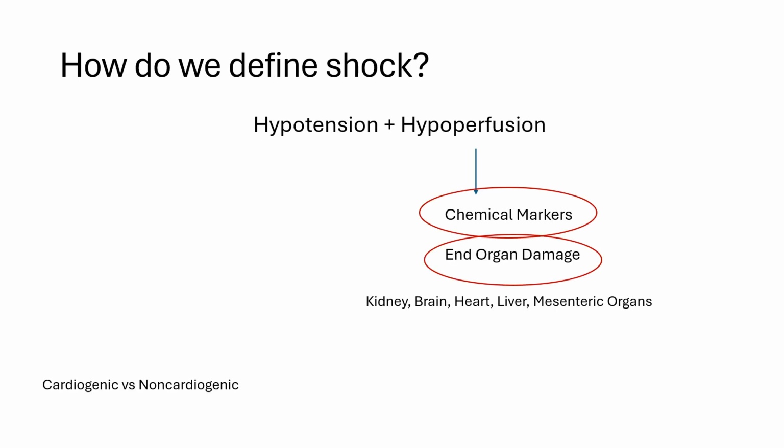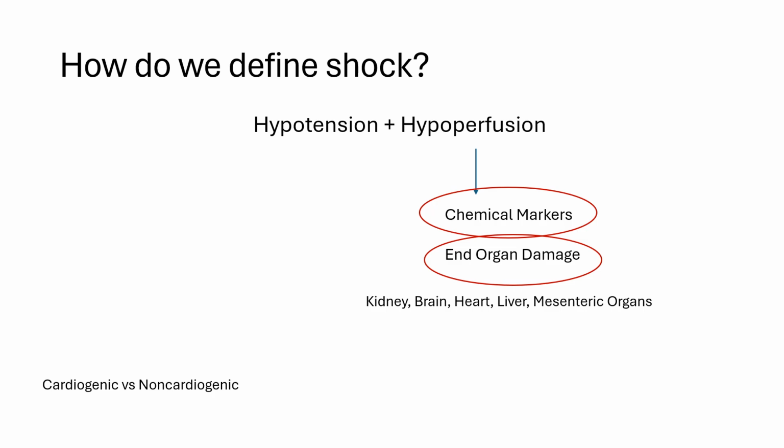So the question becomes, how do we define when someone's in shock? First, you're going to look at two parameters. The patient needs to have hypotension or low blood pressure and evidence of hypoperfusion. Hypotension we're going to define as a MAP of less than 65. They've probably been given fluids and there's still a MAP, mean arterial pressure, of less than 65.